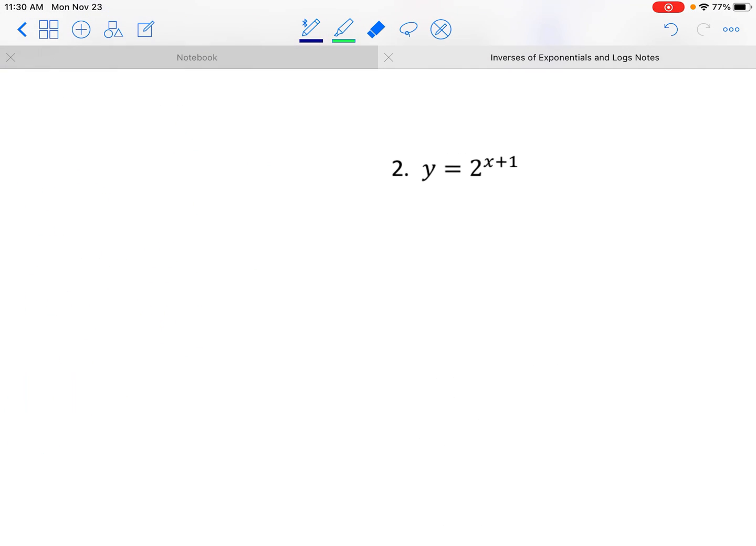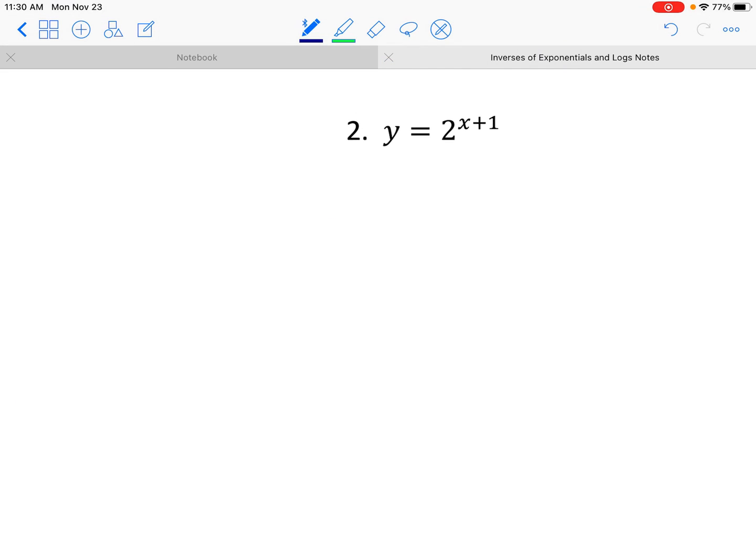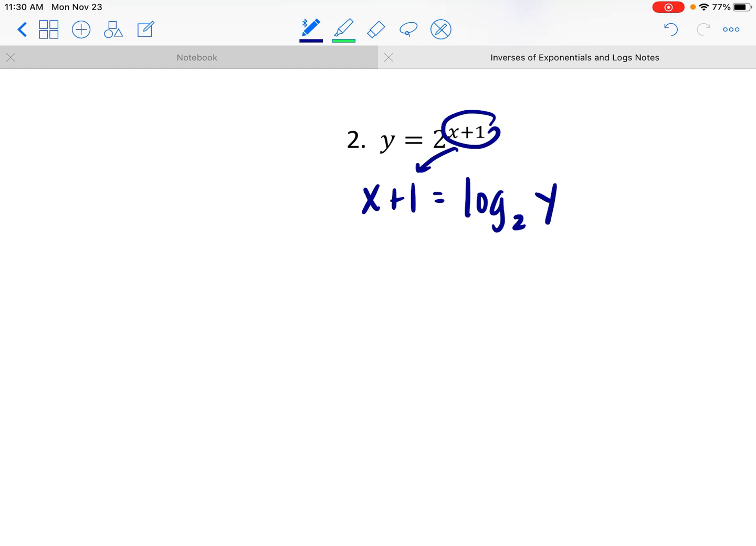All right, so let's look at this one. If we wanted to solve this one for x, we would again rewrite this in log form. So our exponent's going to be our answer. X plus 1 is going to equal the log base 2 of y. So remember, the exponent is the answer. The base is the base. Okay? So here it is.